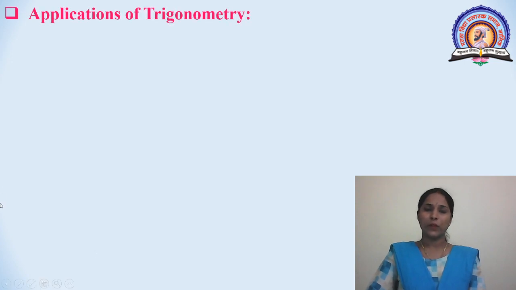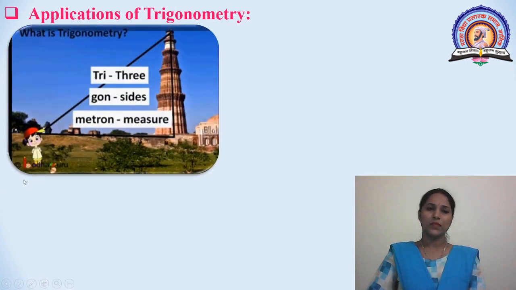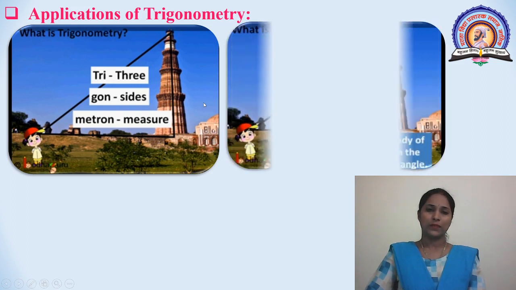Now, application of trigonometry. We have already studied what trigonometry is. Split this word as tri means 3, gon means sides, metron means measure. Here see the Qutub Minar. Can we find the height of this Qutub Minar? Yes, sure. By using trigonometric functions, we can find the height of this Qutub Minar.